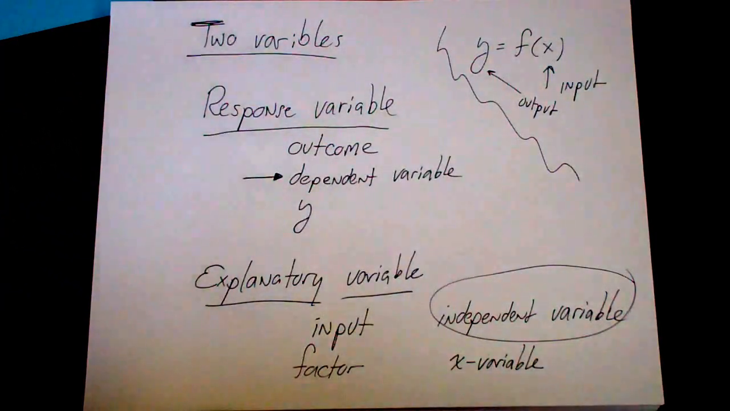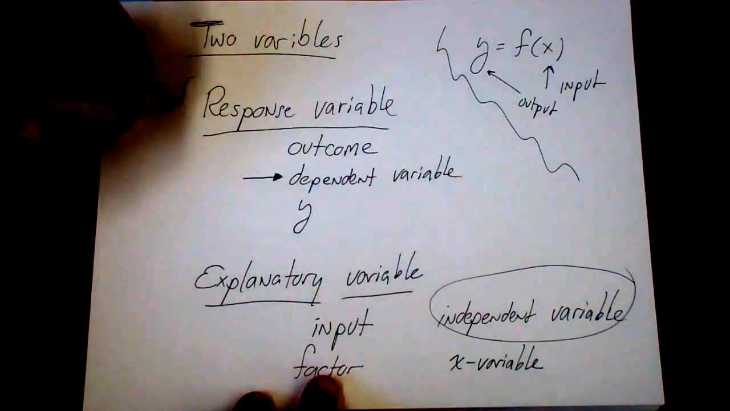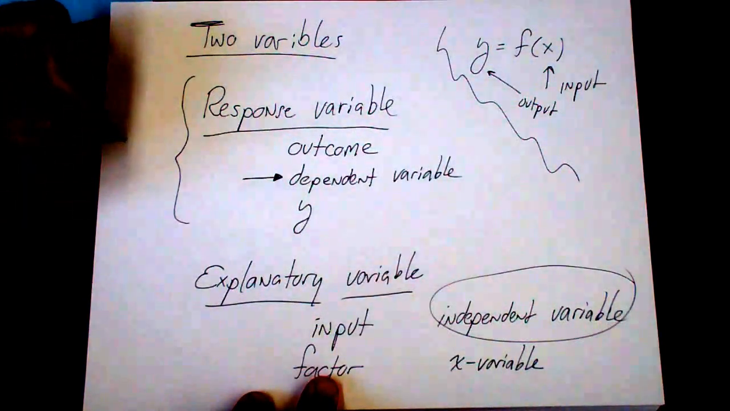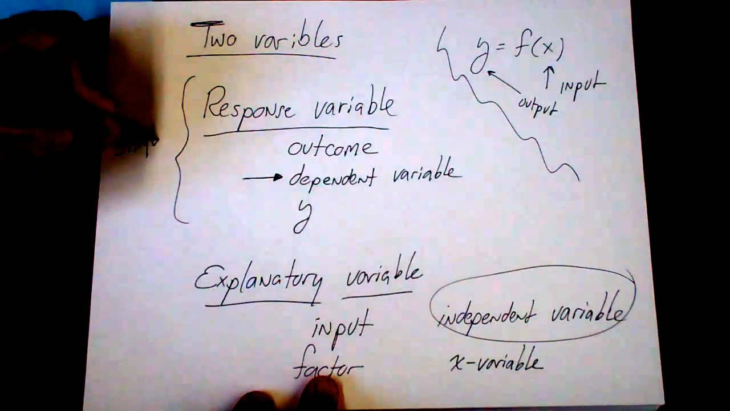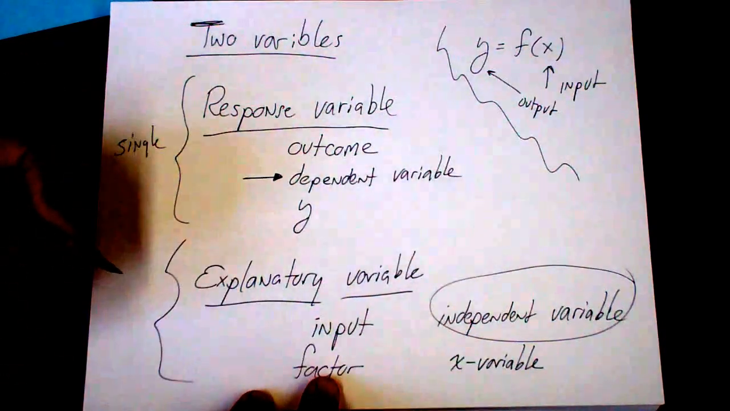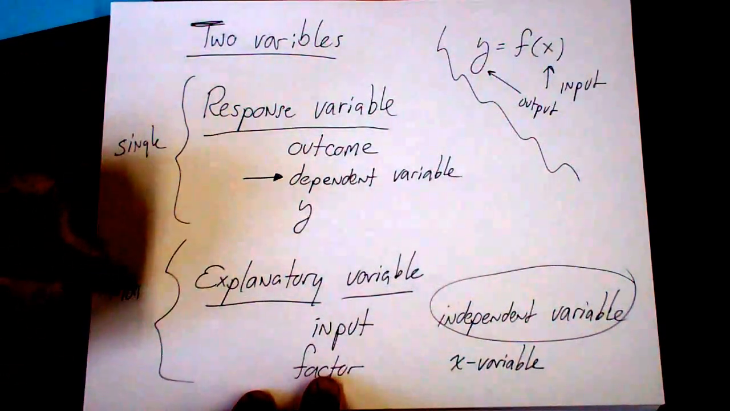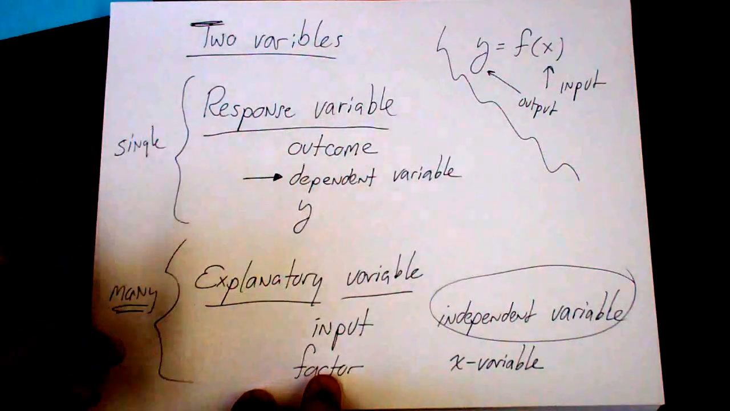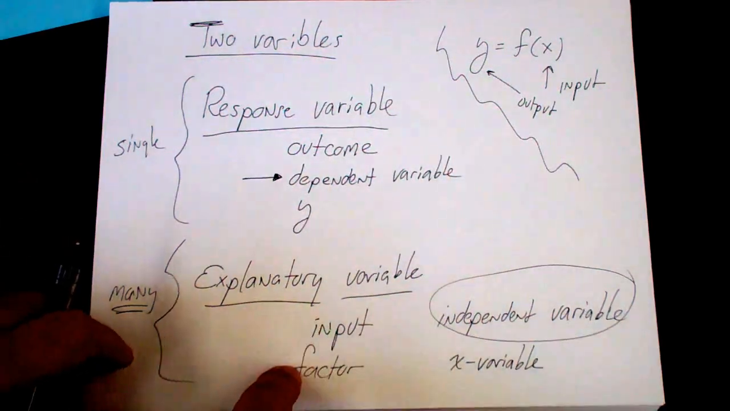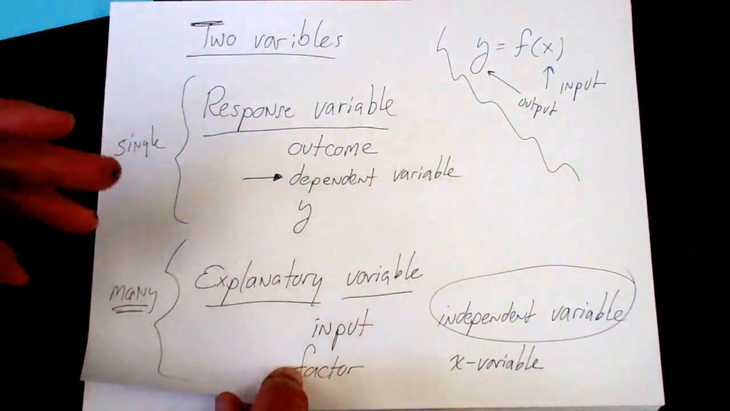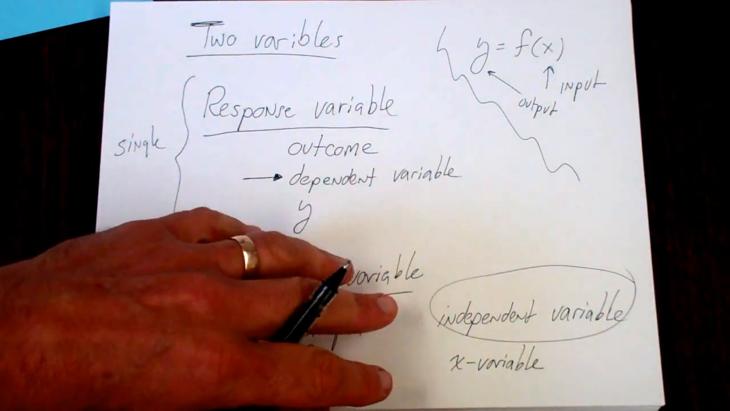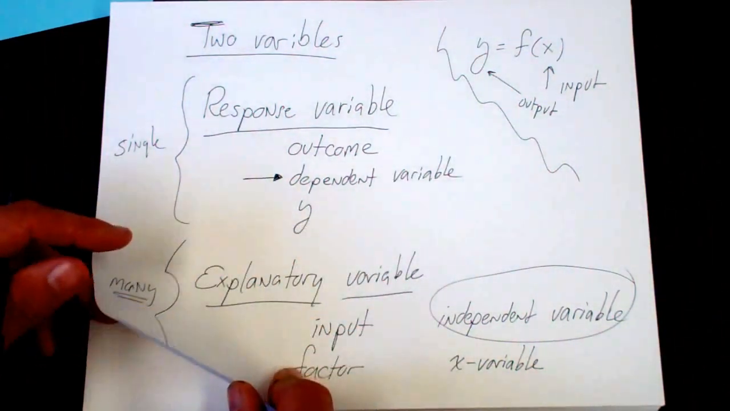The one exception is that though in statistics we almost always have a single response variable, in almost all advanced cases we have many explanatory variables. So even though in the simple examples we'll talk about one x variable and one y variable, in the real world we have many, many different explanatory variables or x variables.